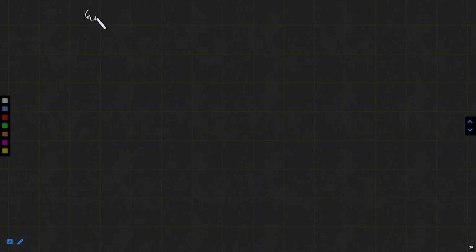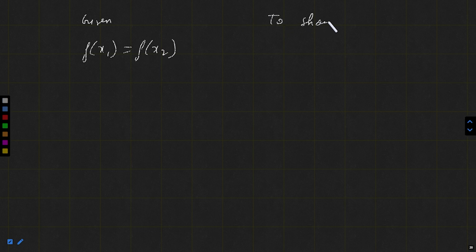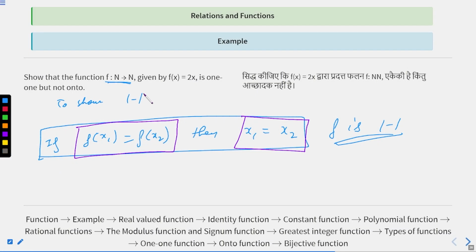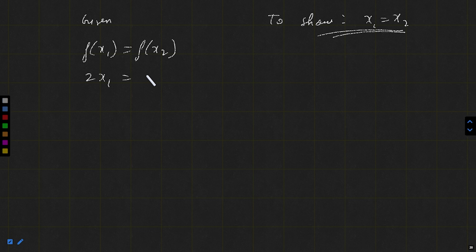So here this is my given thing and this is what I need to prove. Always start the proof with the given thing or the assumption. The assumption is f(x1) is equal to f(x2), and we need to show that x1 is equal to x2. Now f(x1) will be 2x1, and f(x2) will be 2x2. From this I can say that 2x1 is equal to 2x2. Dividing by 2 on both sides, I will get x1 is equal to x2.